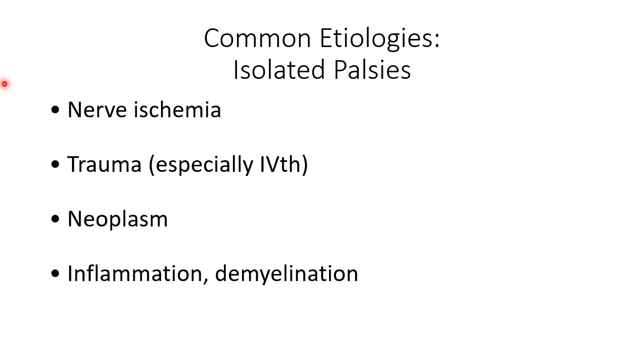Common etiologies of a third, fourth, and sixth nerve palsy include nerve ischemia, the so-called vasculopathic third, fourth, or sixth nerve palsies. These tend to resolve on their own. One can also have traumatic nerve palsies, especially the fourth nerve palsies. Unfortunately, neoplasms can also cause a third, fourth, and sixth nerve palsy. And one can have inflammation and demyelination, causing palsies of these nerves as well.